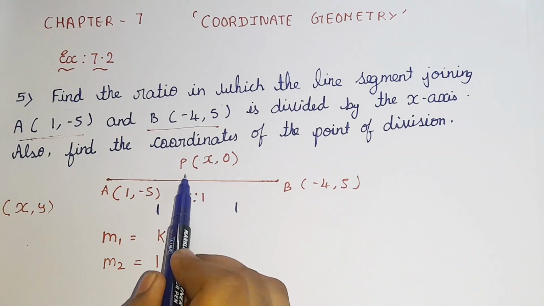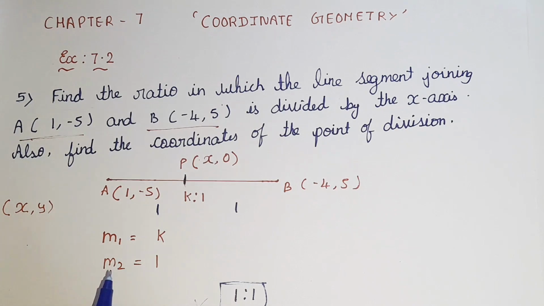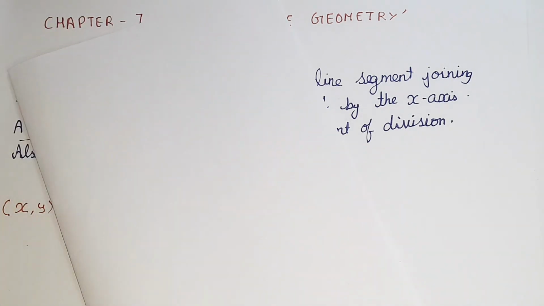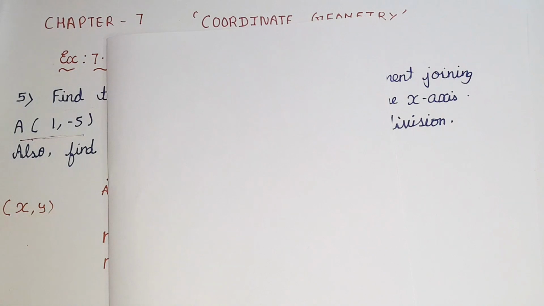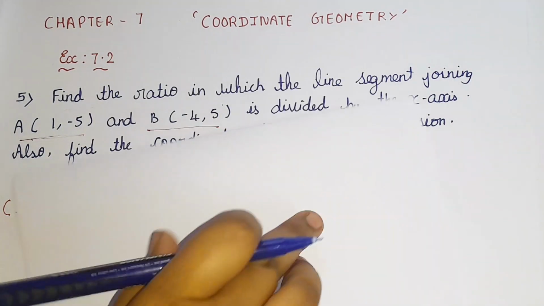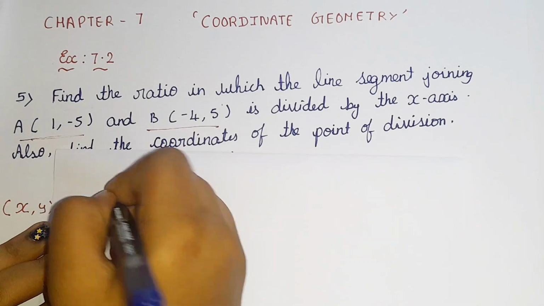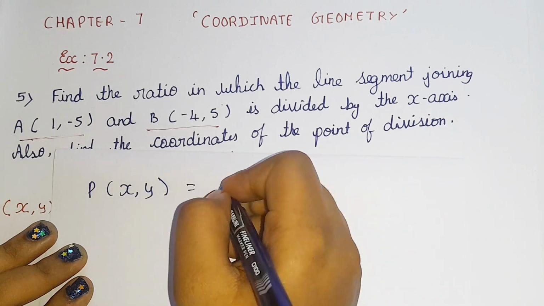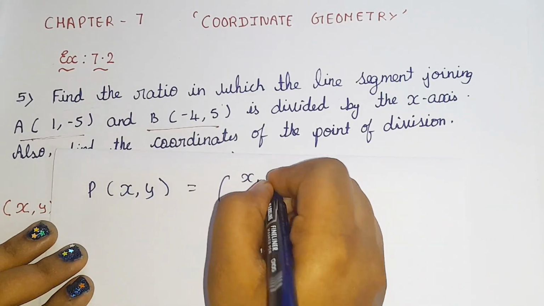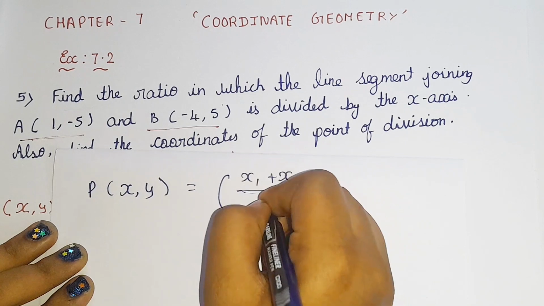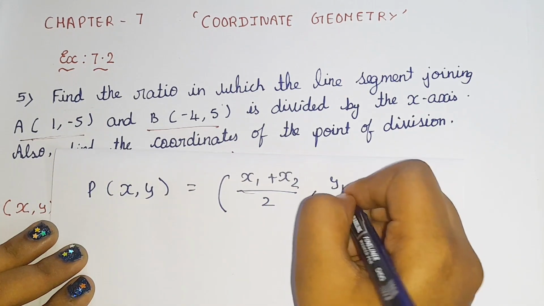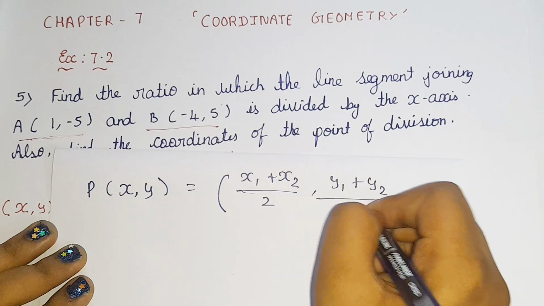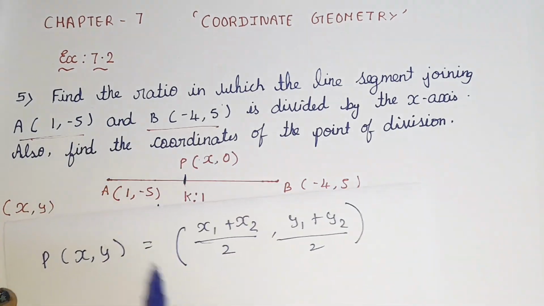Since they are in the middle, I can actually apply the midpoint formula. So what is the midpoint formula? Now since we are going to apply the midpoint formula, let us apply it. So x comma y, we are finding the coordinates of P. That is, x comma y is equal to (x1 plus x2) divided by 2 comma (y1 plus y2) divided by 2. This is the midpoint formula.